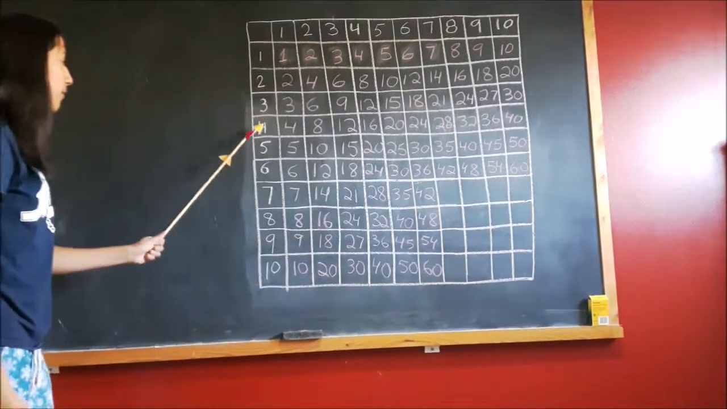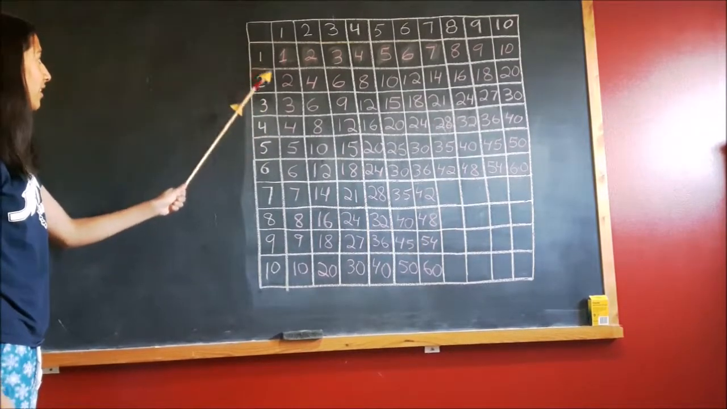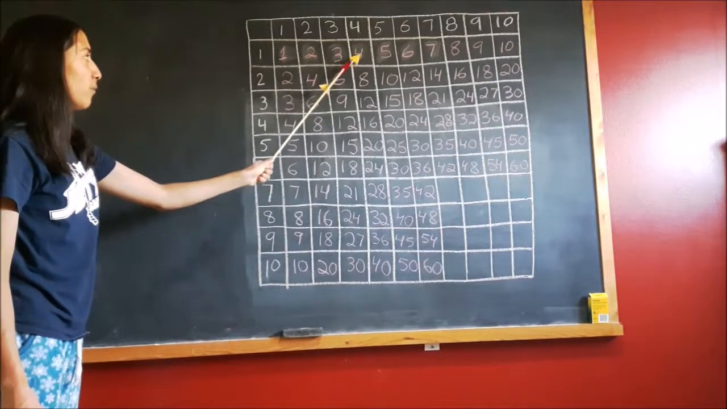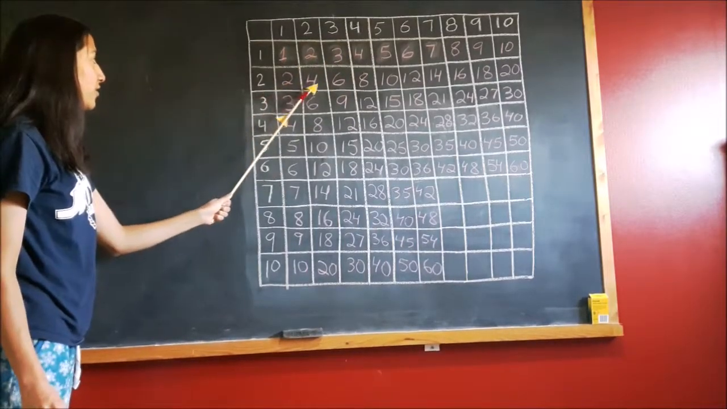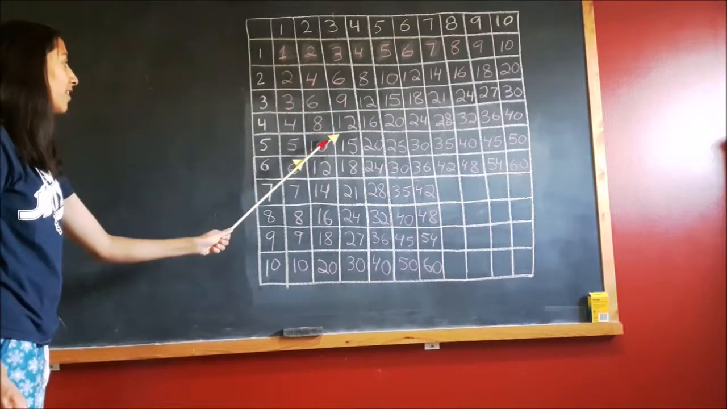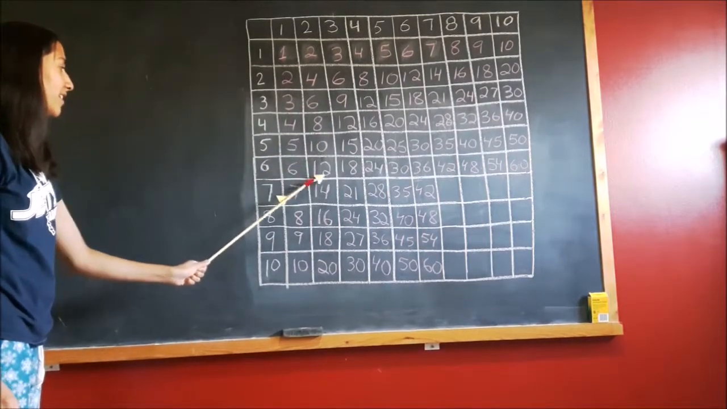The same goes for all of the rest of the numbers. To figure out our next answer, we can simply add 1 each time, add 2 each time, add 3, add 4, add 5, and 6.